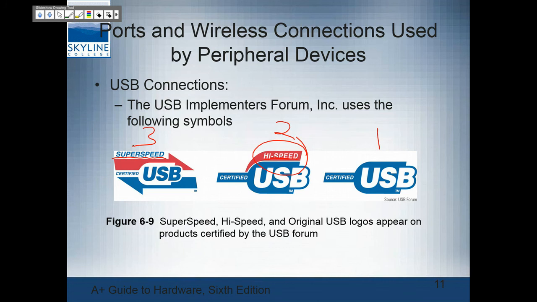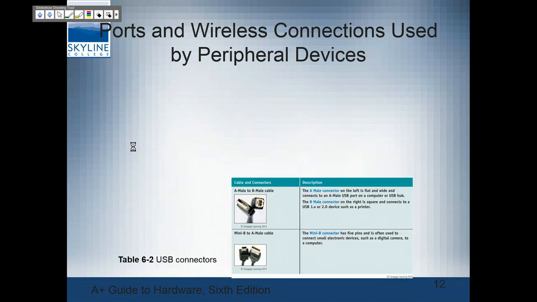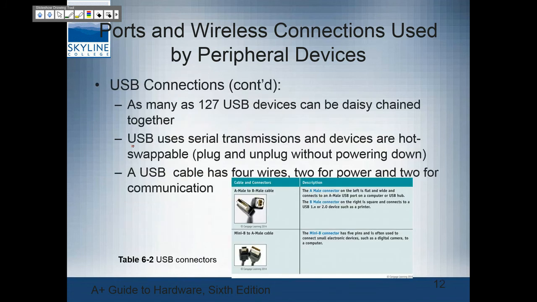The Implementers Forum uses the following symbols so that you can distinguish which is which on those things. The USB, which is kind of crazy, you can have as many as 127 USB devices, daisy chain to each other, one to the other, or use USB hubs. But you can have up to 127 of these things.